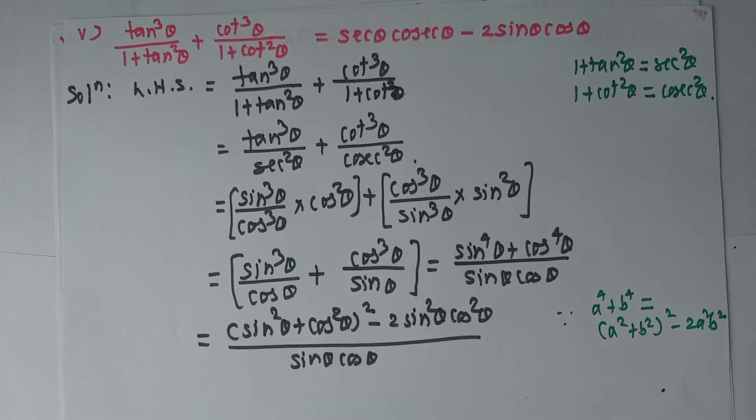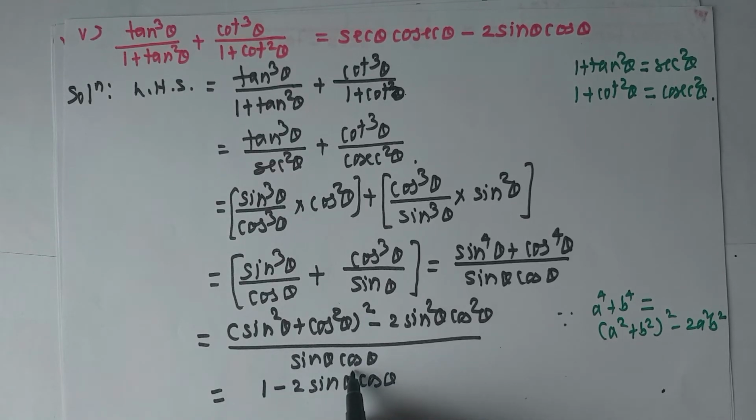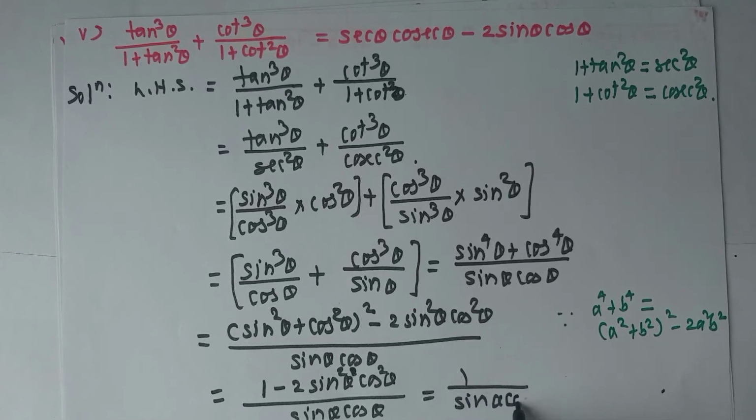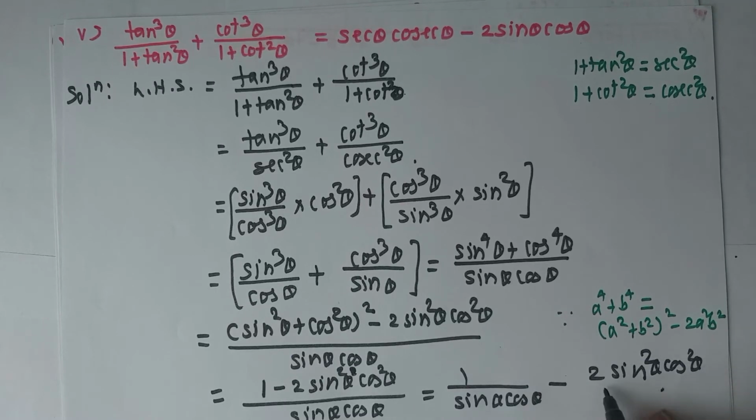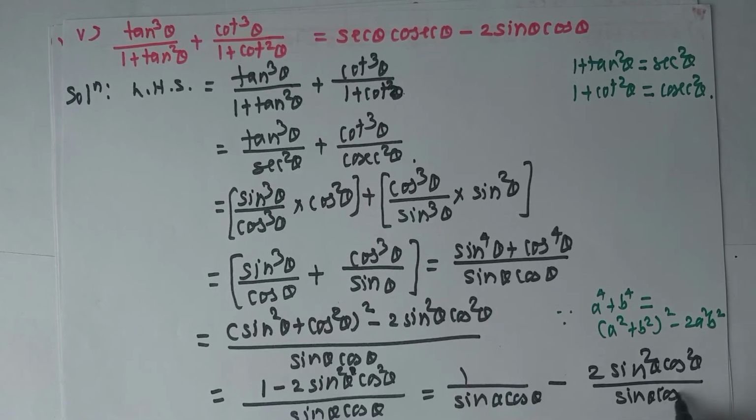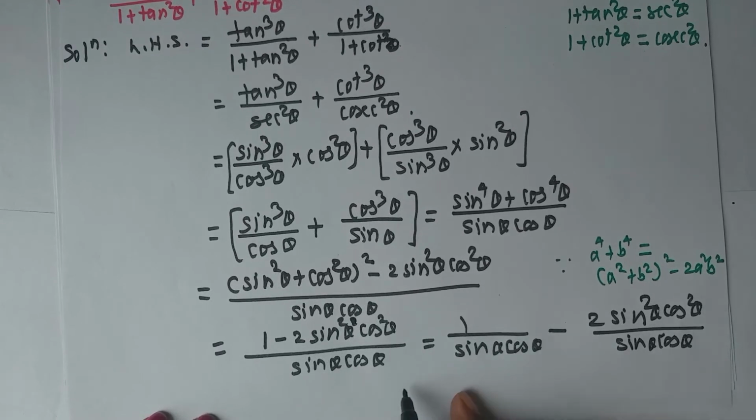Okay. Now what is the value of sin²θ + cos²θ? That is 1. Therefore you keep the value 1. sin²θ + cos²θ is 1, and its square means 1, minus 2 sinθ cosθ squared, divided by this sinθ cosθ. Now you divide separately by this sinθ cosθ. Then this will be 1 upon sinθ cosθ minus 2 sin²θ cos²θ divided by sinθ cosθ.